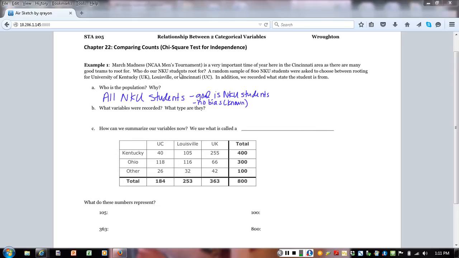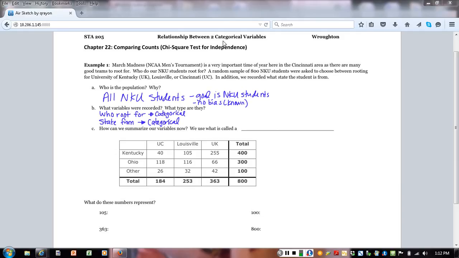What variables were recorded? If we have a student in front of us, what information are we recording from them? Well, we're getting who they root for. They get to choose between UK, Louisville, and UC. So is that quantitative or categorical? All right, that one's categorical. And then we're also getting what state they are from. What kind of variable is that? Right, that's also a categorical variable. So notice now we have two categorical variables. That's why we would be in this set of notes.